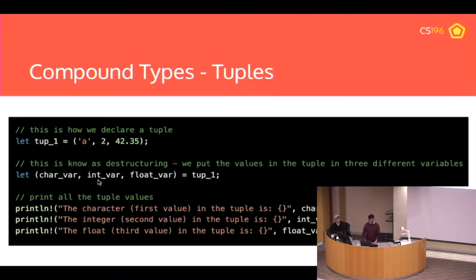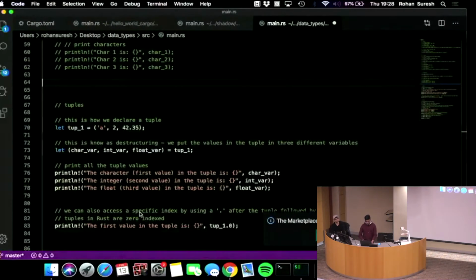So if we want to access each of these values individually, we just give it a tuple back. So we create another tuple of the same length, and for each value here, we give it a variable name. That's a little confusing, but let me go to the example here.